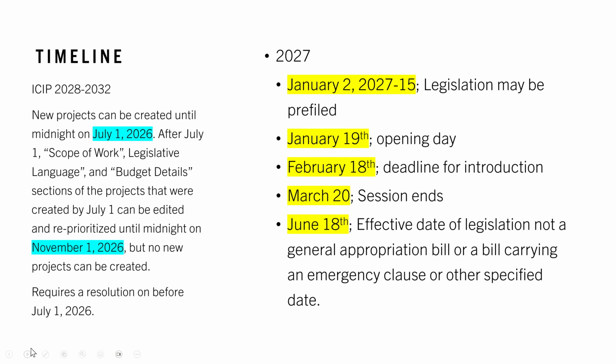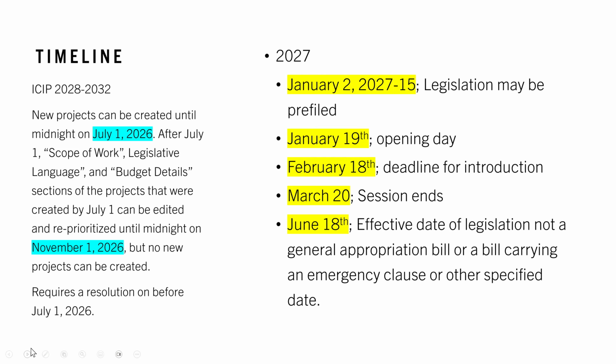And our resolution is saying, yes, we want to participate in ICIP. If we do not get that put in there, we are not participating. All of this can happen until November 1st. After that, no changes can happen until ICIP reopens again, which it reopened a couple weeks ago, I believe. Okay. Like three weeks ago, something like that.